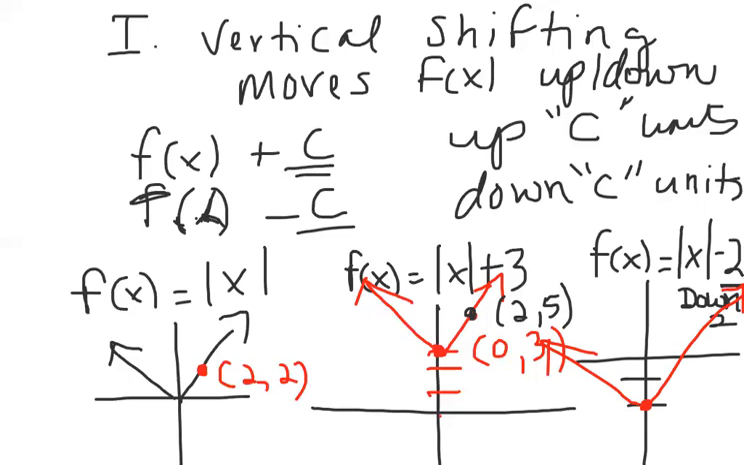So we're still retaining the same shape. The only thing that is moving is actually the vertex. So the vertex is no longer at 0, 0, but rather it's at 0, -2. All right. So again, if we're talking about this coordinate point 2, 2, and we shift the function down 2 units, that point 2, 2 will actually go down to 2, 0. All right. So guys, that is what's happening with the vertical shifting. Now I'm going to move on to the next transformation.